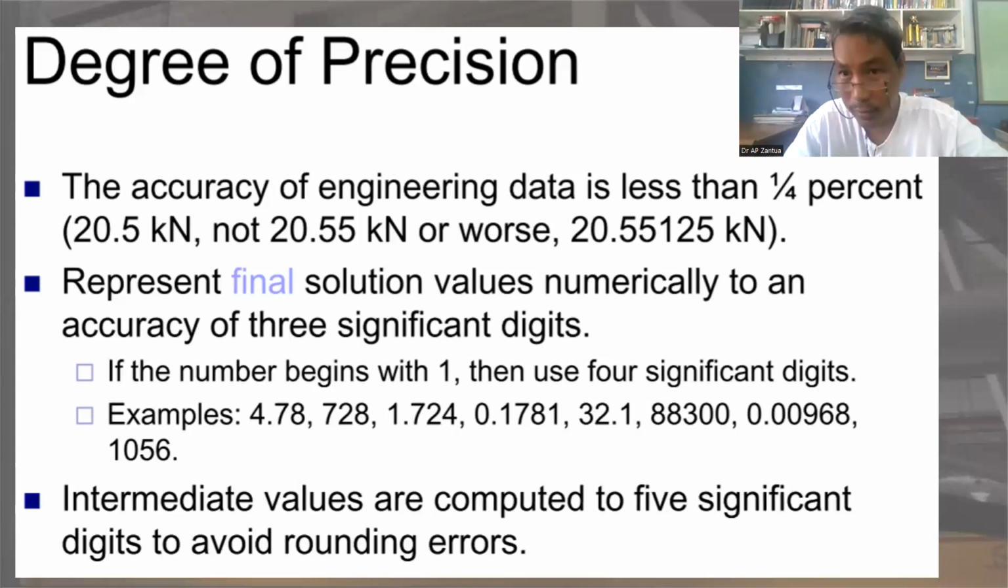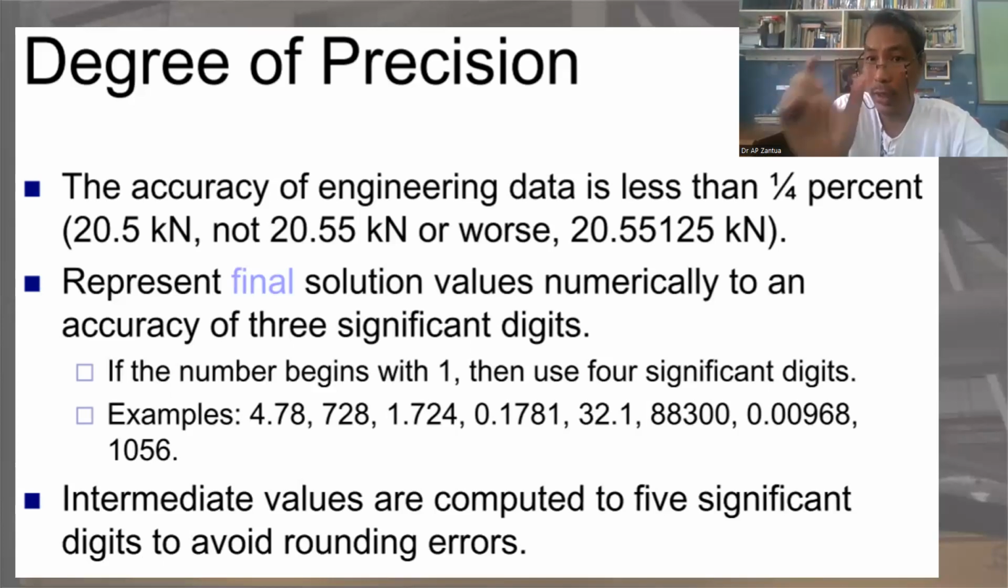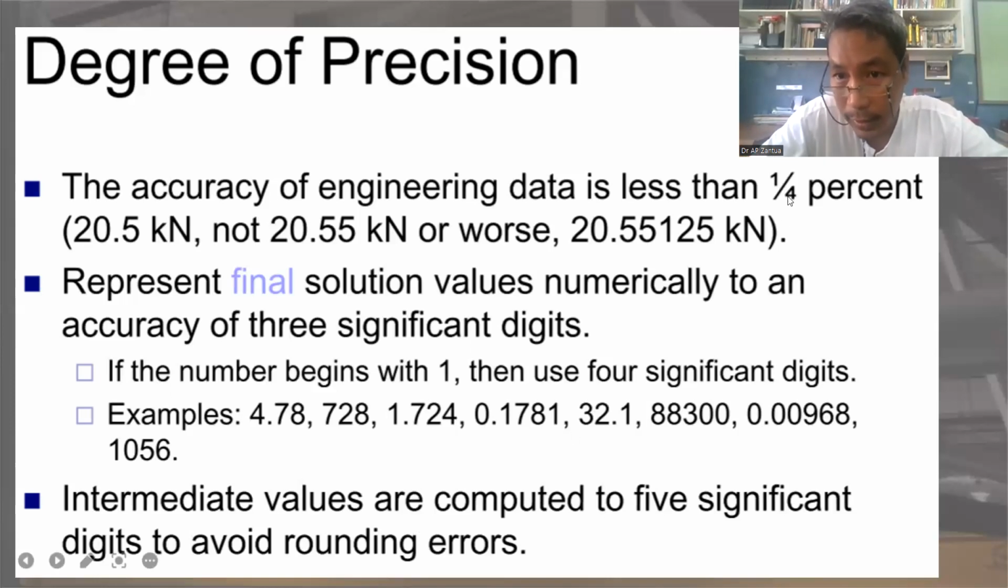But more than that, if you add another digit: 1 over 100, 100 is 3 significant digits, so 1 over 100 is 1%. But 1 over 1,000, if you add another significant digit, you have 4 significant digits. That means 1,000 is 4 significant digits. So 1 over 1,000 is 0.1%, which is less than 1/4%. So take note of these: 3 significant digits, and use 4 if you start with 1.